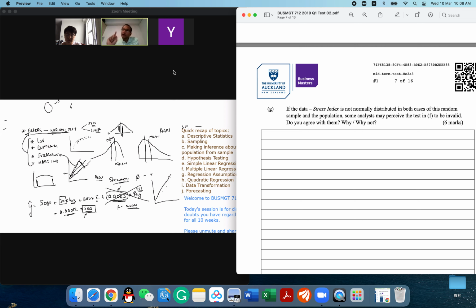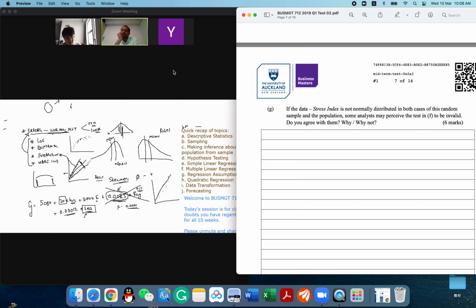When you do interaction, that doesn't make the data normal. It tries to make the errors normally distributed. When you apply log, it makes the data normal. But the other terms I mentioned, like using a quadratic or using interaction or using more variables, they try to make the errors normally distributed. They don't change the nature of the data itself. Does it make sense?